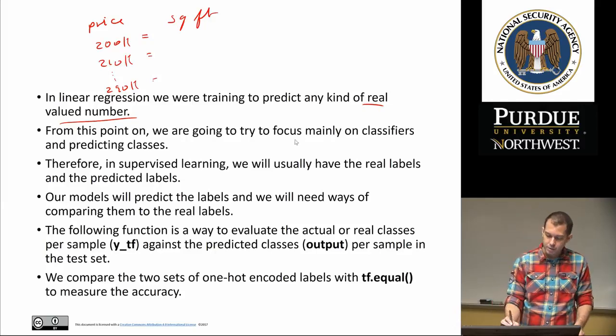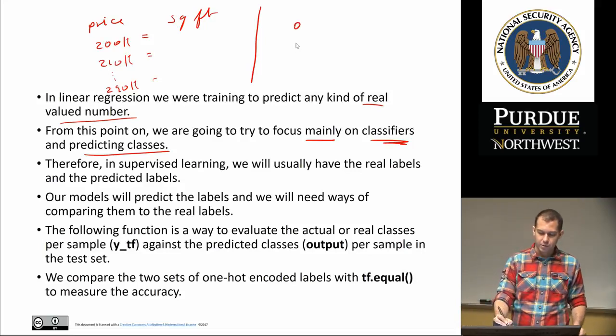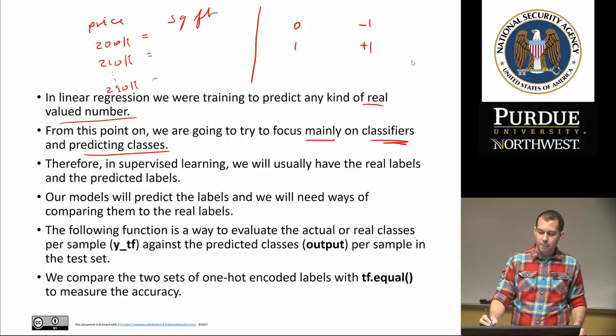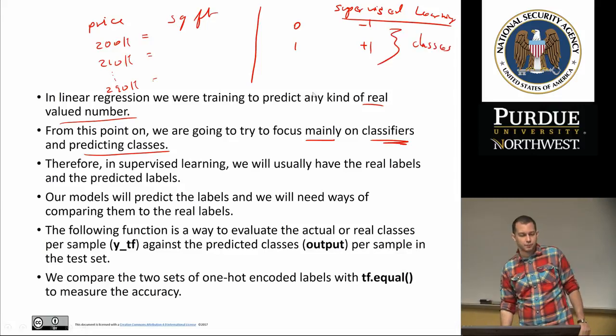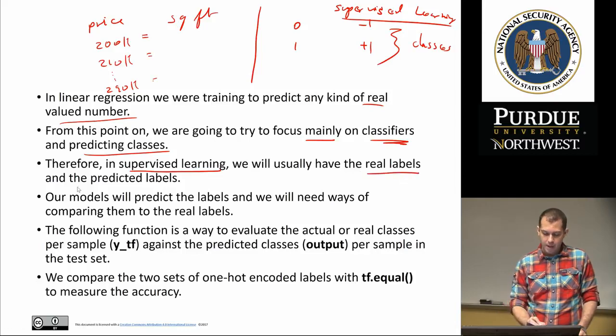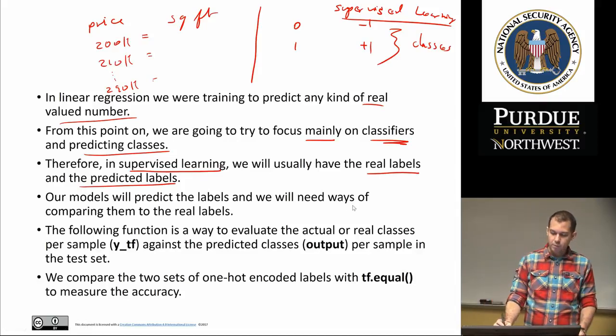From this point on, we are going to try to focus mainly on classifiers and predicting classes. So now maybe what we're predicting is, should I buy the house or not? 0, 1, or a -1 and a +1, right? That kind of thing. Those are the kinds of problems we are going to focus on, the classifiers, also called supervised learning class problems. Therefore, in supervised learning, we will usually have the real labels and the predicted labels. So now we have two sets of labels, right? Our models will predict the labels, and we will need ways of comparing them to the real values.